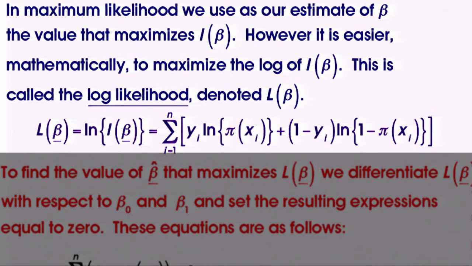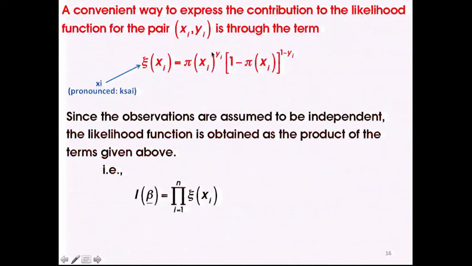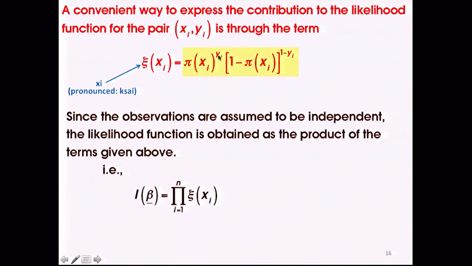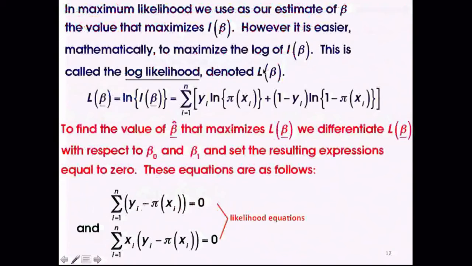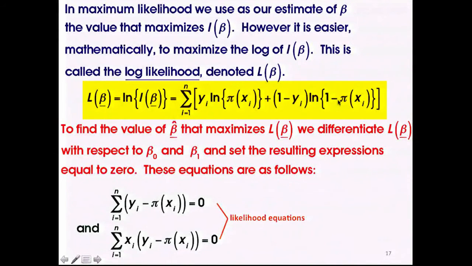So in maximum likelihood, we use as our estimate of the betas the value that maximizes the likelihood function. However, as I said before, it's easier mathematically to maximize the log of the likelihood function, and that's called the log likelihood, denoted capital L of beta. Notice that the product becomes a sum when you take the log, and then you have an exponent here, so it's going to be y i times the log of pi x i plus 1 minus y i times the log of 1 minus pi x i. And so that's what we have here. This is the log likelihood function. We no longer have products, we have sums, we no longer have exponents, they've come down. So this should be an easier expression to deal with.